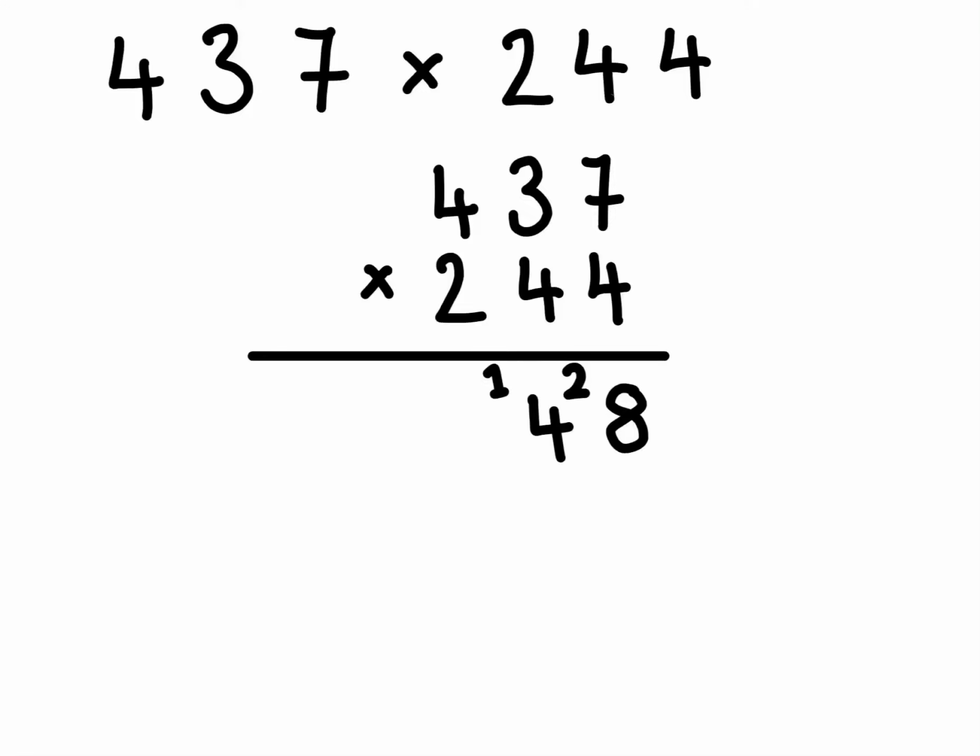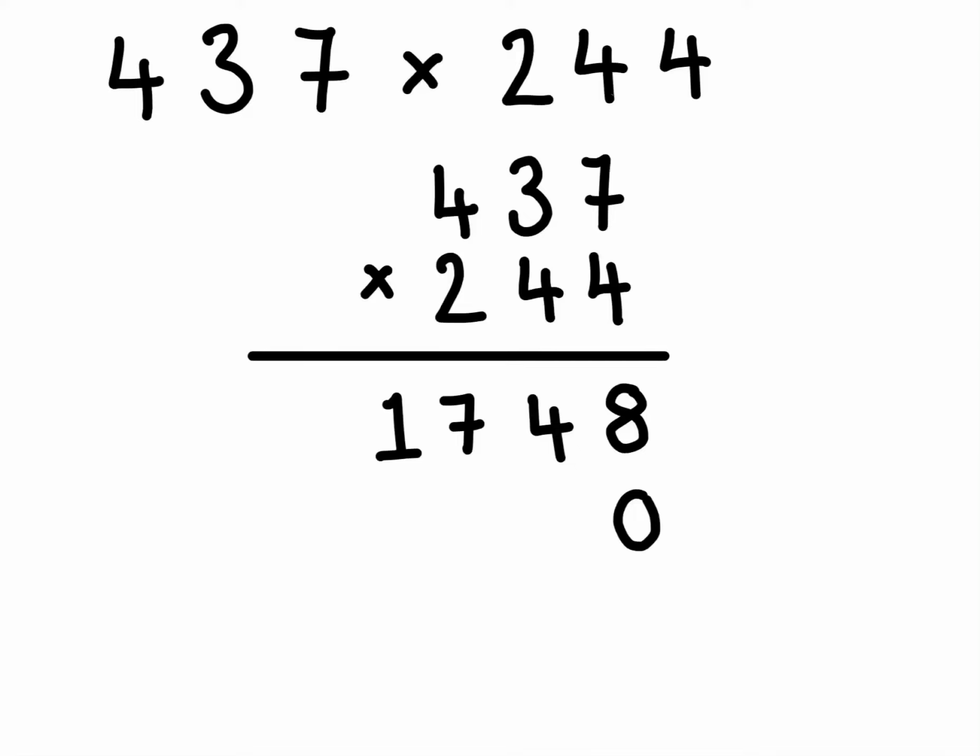But again, we can't have a double digit number, so we have to carry that 1. Then 4 times 4 will give us 16. Add the 1 will give us 17. But there's no more numbers on the left there, so we can just write 17. Then we'll move on to the next one. Of course, we have to add our 0, just as I showed in the previous example.